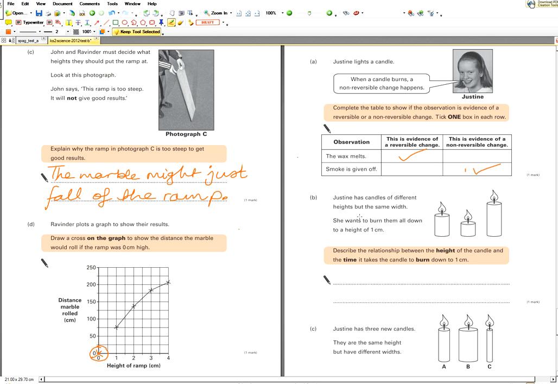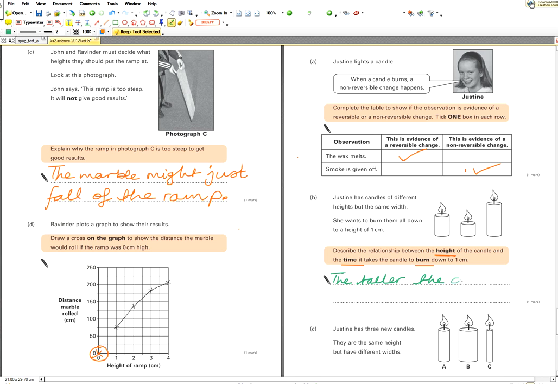Justine has candles of different heights but the same width. She wants to burn them all down to a height of 1 centimeter. Describe the relationship between the height of the candle and the time it takes to burn down to 1 centimeter. So, what do we say here? The tallest will take the longest. So the taller the candle, the longer it takes to burn. Lovely, that's the answer.